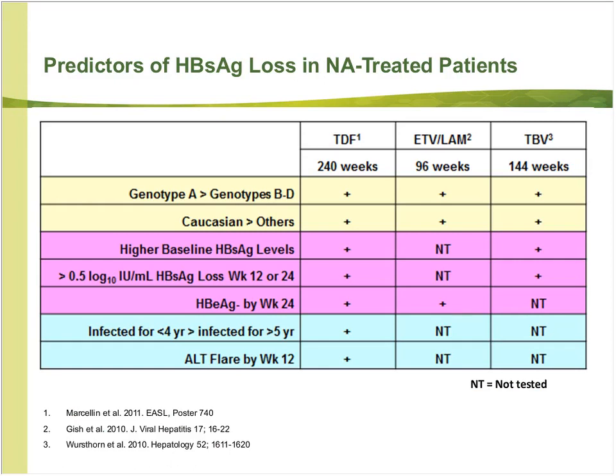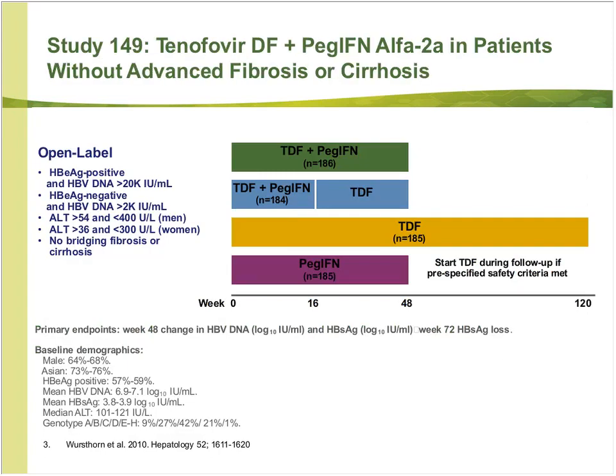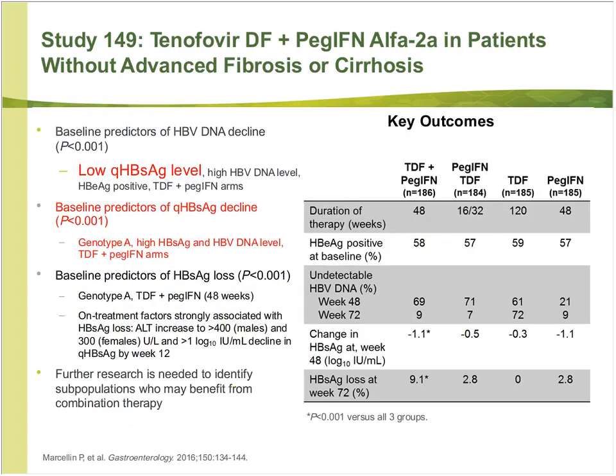We have a series of lab tests, baseline, and on treatment that we're going to use for monitoring our patients. This is a tenofovir study where they combine tenofovir with pegylated interferon in patients with significant liver disease. I'm not going to go into all the different parts of the study design, but I'm just going to say that there was a hint that combination therapy resulted in a higher rate of S loss, but you really have to look at patient characteristics.